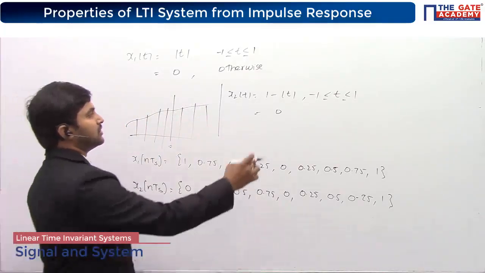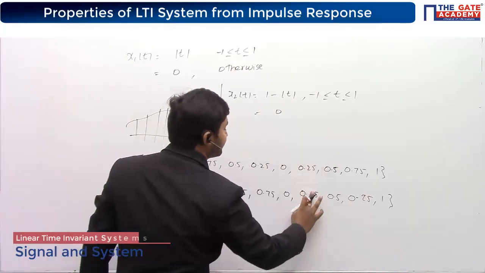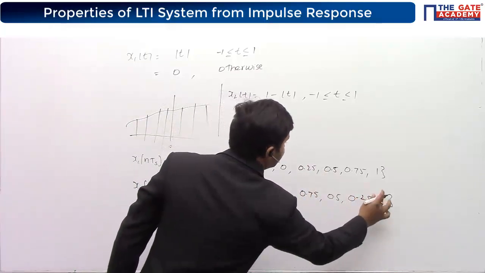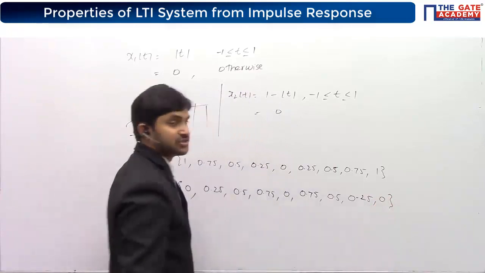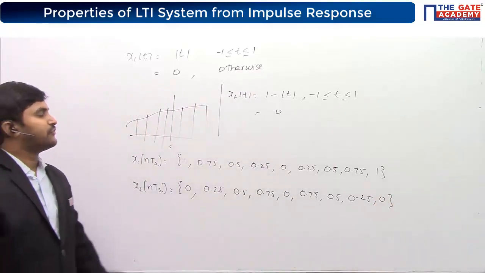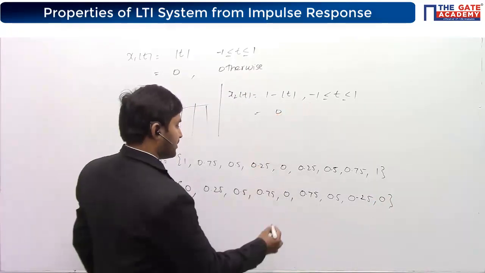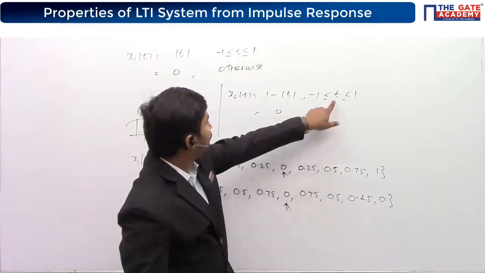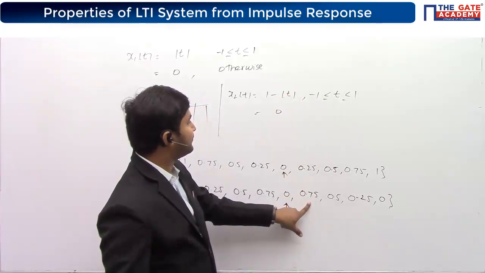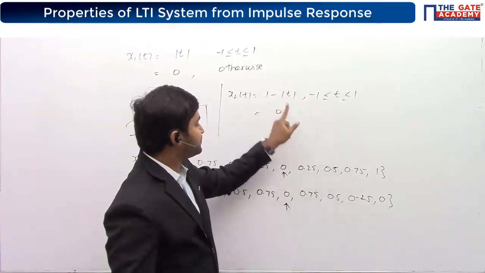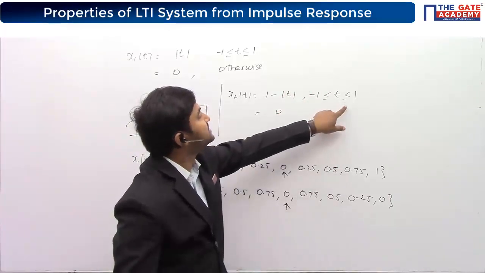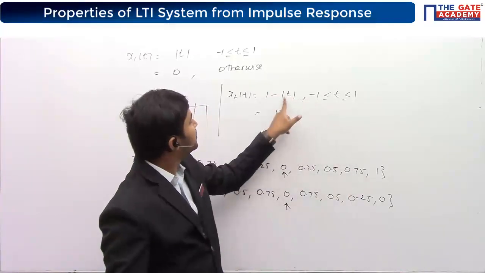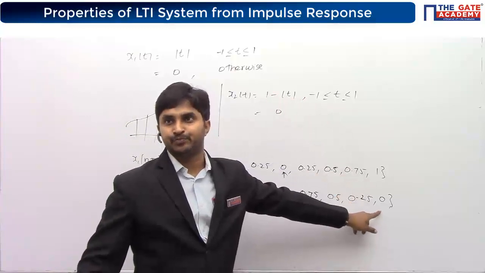I'm sorry. So 1 minus 0.25 is 0.75. 0.5, 0.25 and 0. Correction. Okay. So if you put the value of t equal to 0.25, 1 minus 0.25 is 0.75. If you put 0.5, 1 minus 0.5 is 0.5. If you put 0.75, 1 minus 0.75 is 0.25. If you put 1, 1 minus 1 is 0.